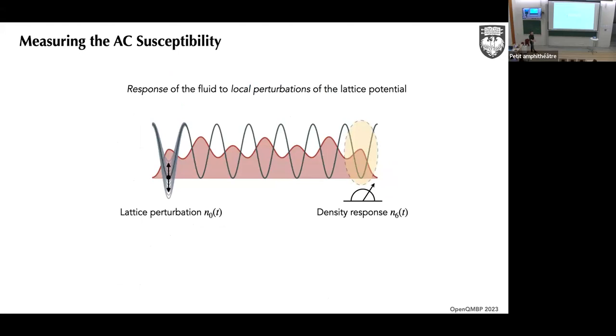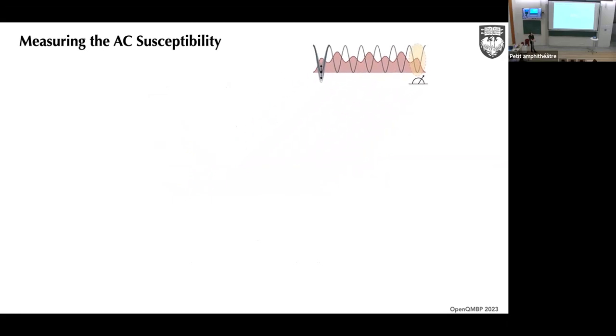We can probe excitations in the system by looking at the AC susceptibility. One way to do this is we prepare these fluids, and then we AC modulate one lattice site's potential and look at the density response on the other site. This response function corresponds, through the Kubo formula, to the AC susceptibility. So I'm going too fast.